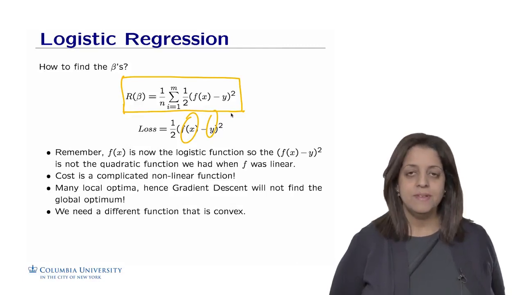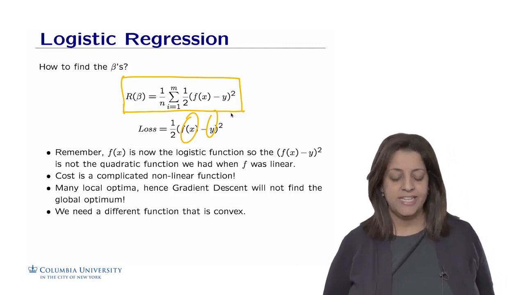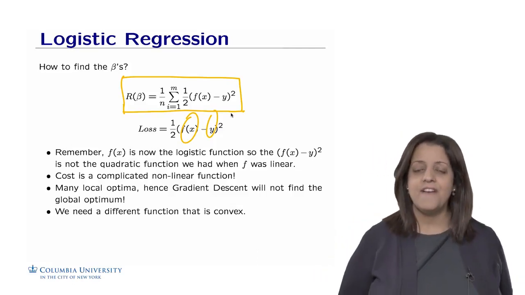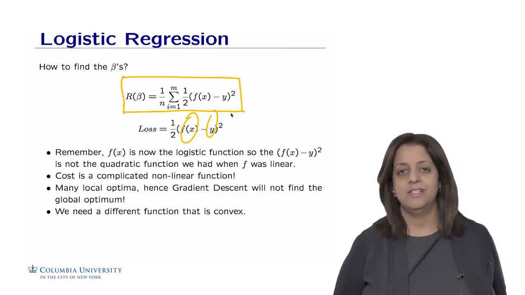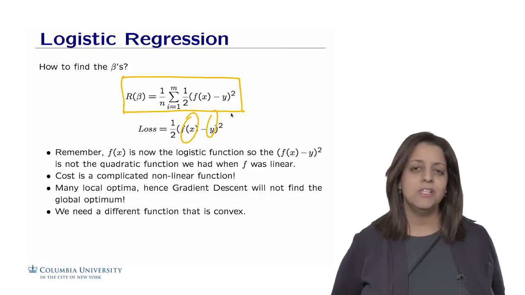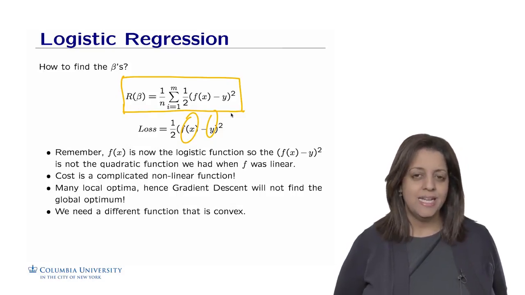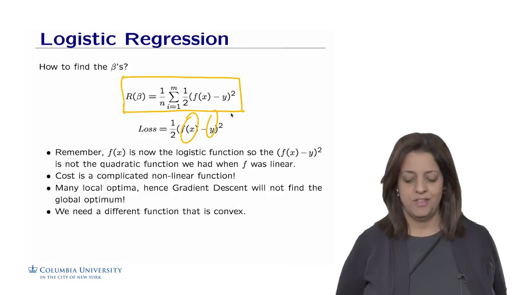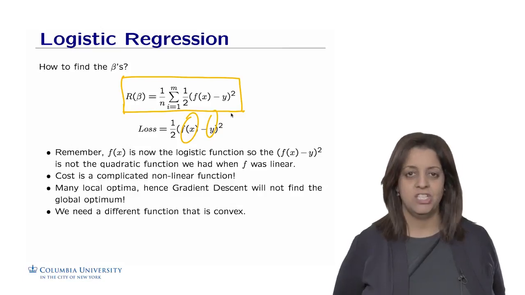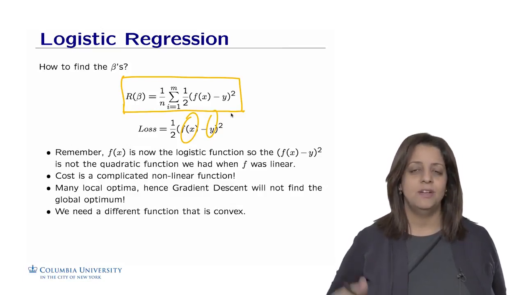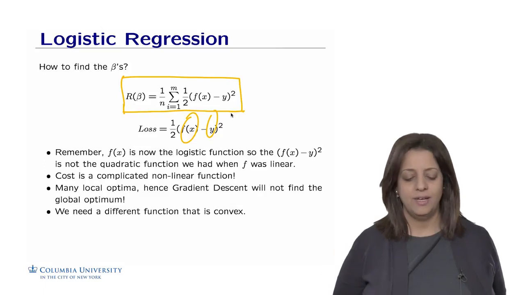Remember that f of x is now the logistic function. It's not the linear function, which means that f of x minus y squared is no longer the quadratic function we had when f was linear in the case of linear regression. So now the cost is a little bit more complicated because it's a nonlinear function. If it's not a quadratic function, then we will have many local optima. Hence, gradient descent-like methods will not find the best global optimum. So we need to find a different function that is convex. Convex means that if we descend the gradient, we are going to find only one local optimum.